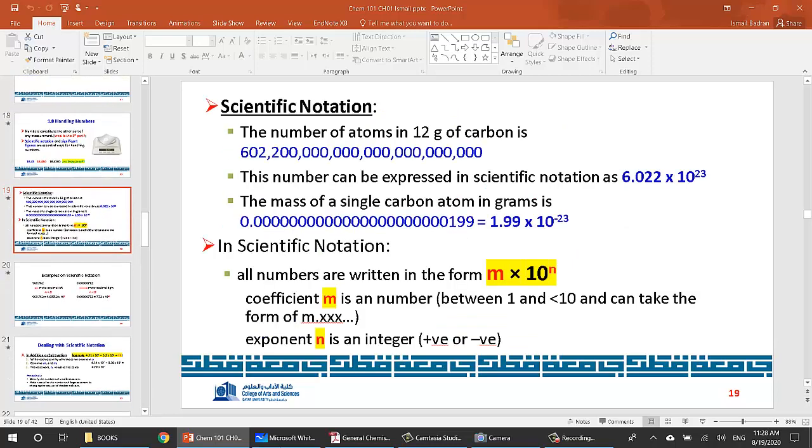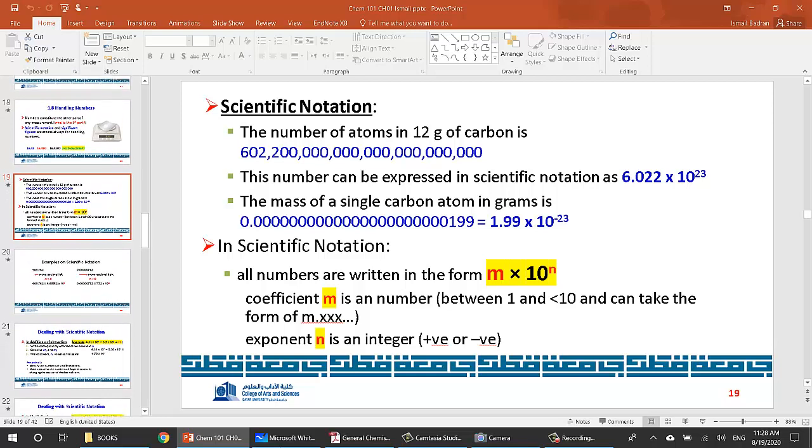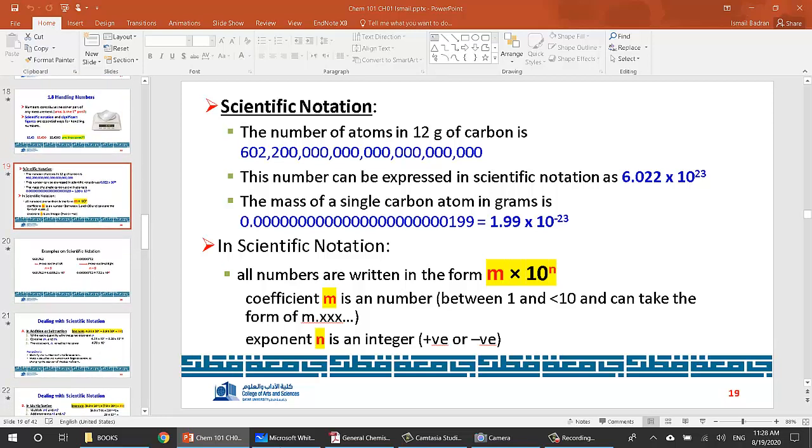Now, before we jump into significant figures, let's talk about something you already know, which is scientific notation. We have a huge number here, the number of atoms in 12 grams of carbon. There is 602, and there is a bunch of zeros here. You probably know it from before. It's the Avogadro number. It's kind of a heavy job to write all of these zeros every time you do the mathematics. That's why we use scientific notation.